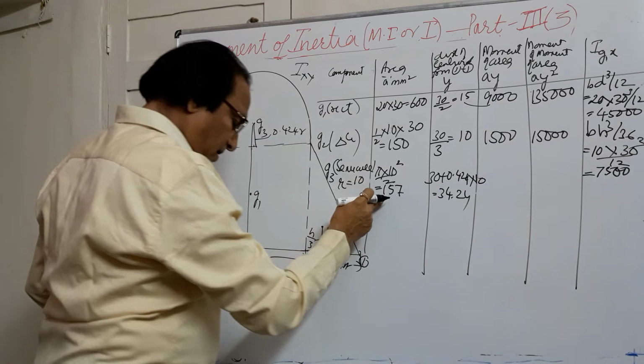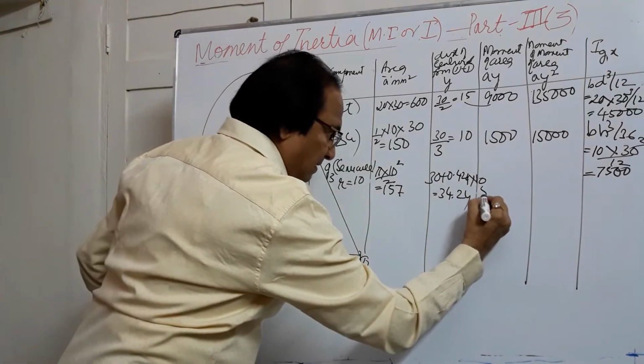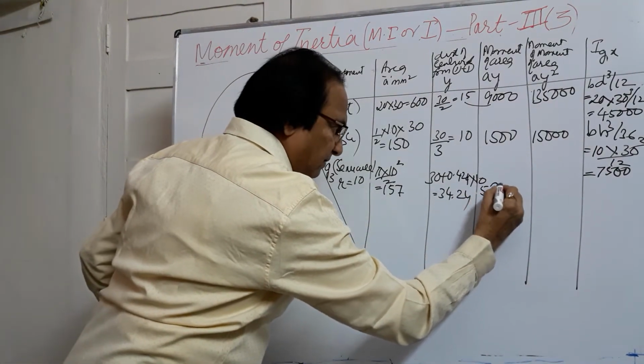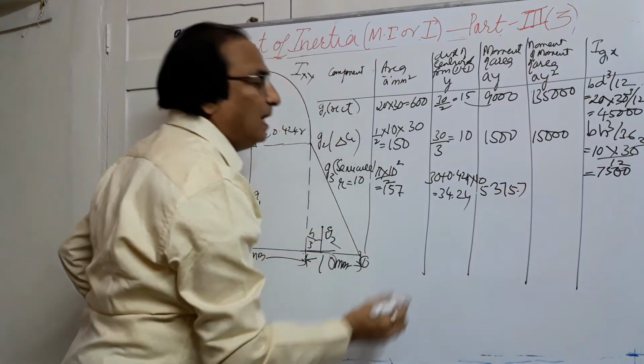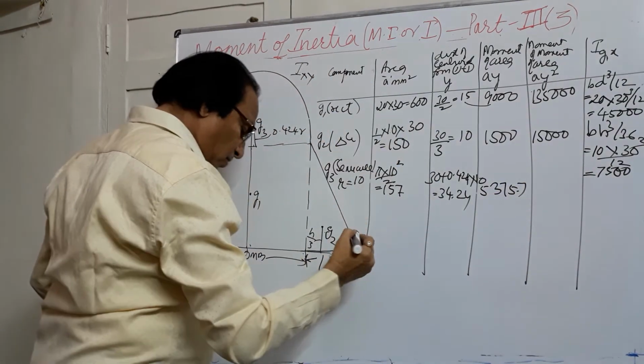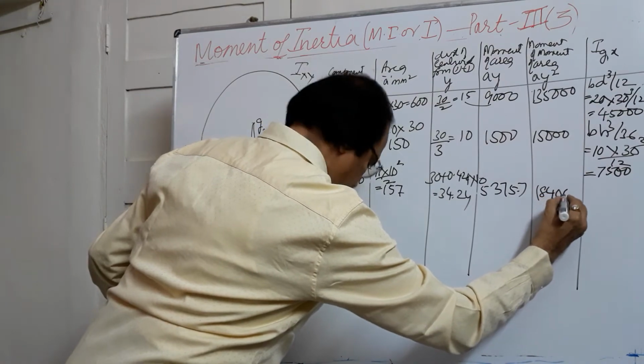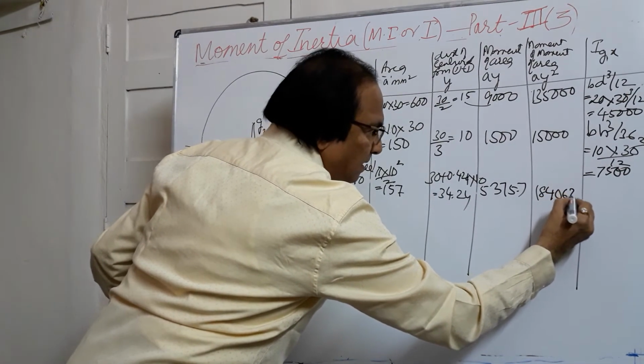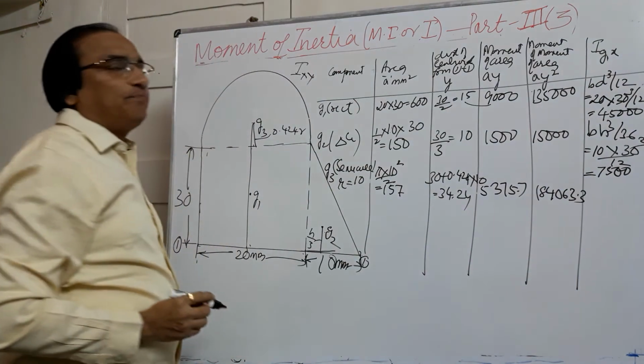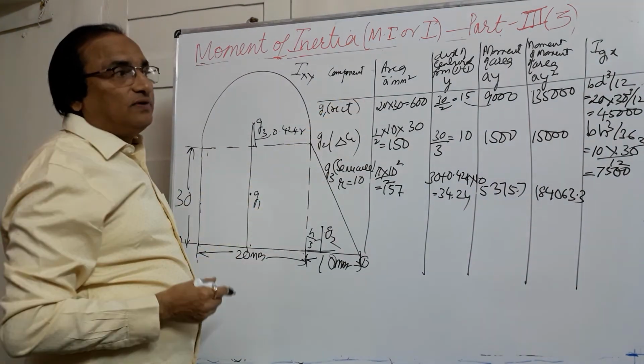You know A, you know Y. If you multiply them, you get this 5375.7. Again multiply by Y, you get the value as 18406.3. Now moment of inertia.